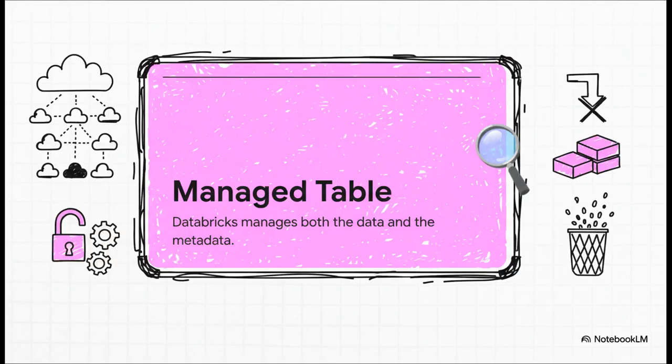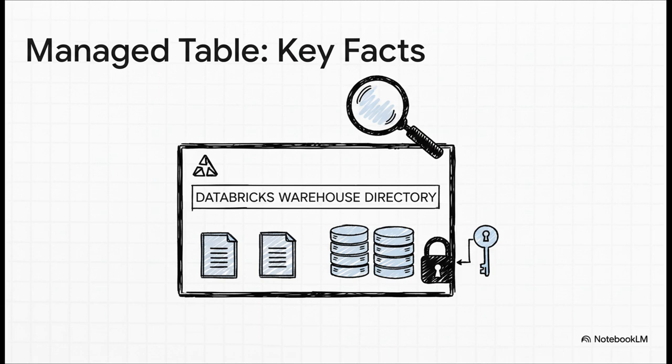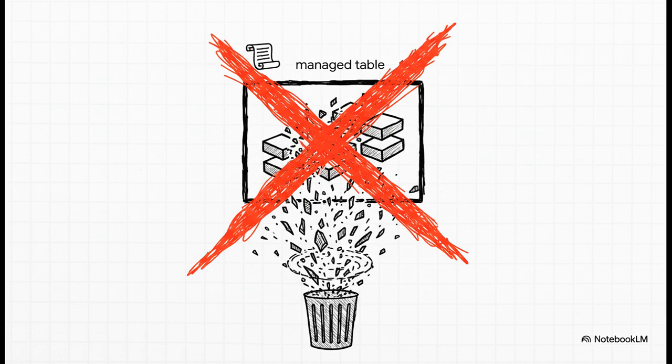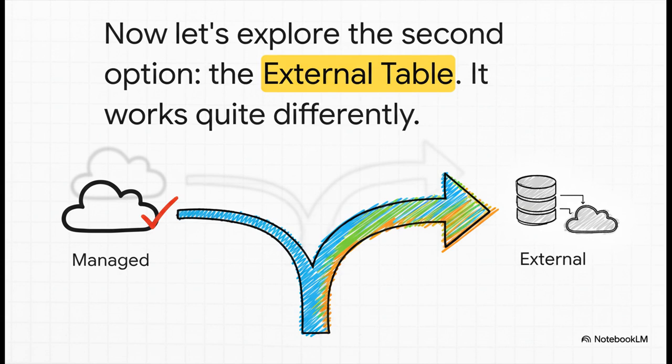A managed table, which some people call an internal table, is completely controlled by Databricks. This means the actual data files live right inside a default Databricks-managed directory. Okay, but here's the interesting part. What happens when you drop a managed table? Well, both the metadata and the data files are totally, permanently deleted. Poof, gone.